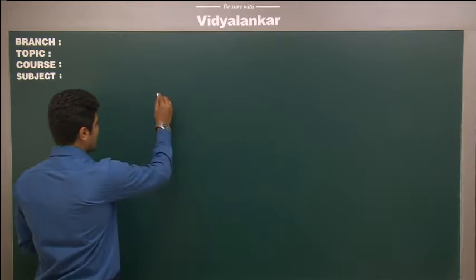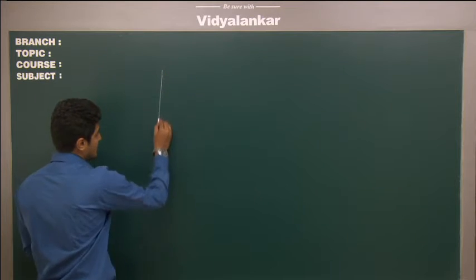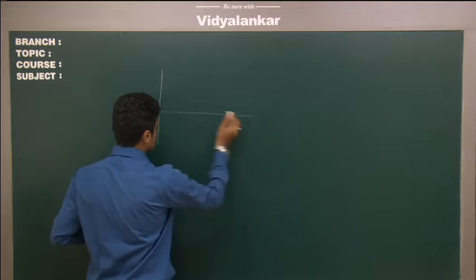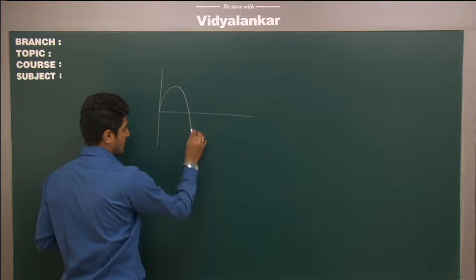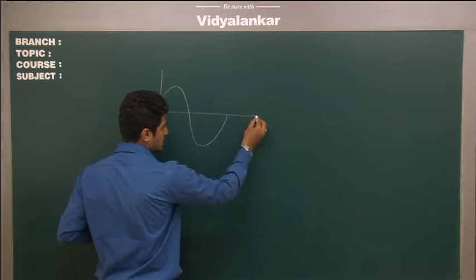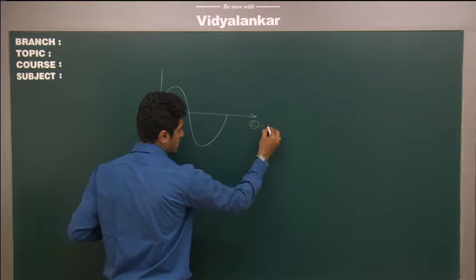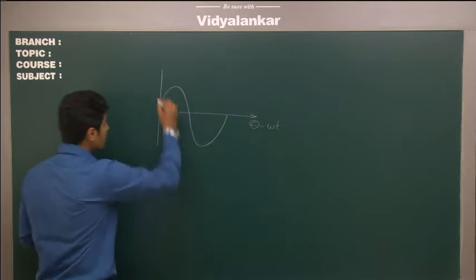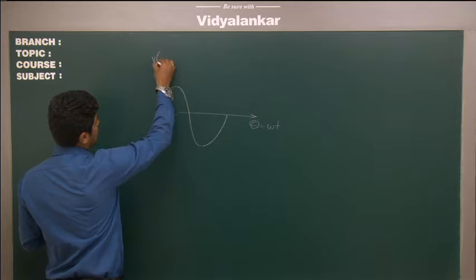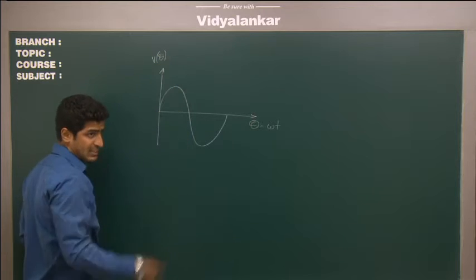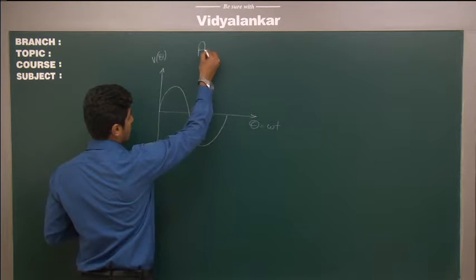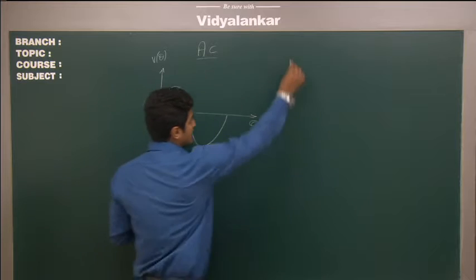Now, if you analyze carefully, an AC signal is a signal which looks like this. It's a waveform which is an alternating signal, continuously alternating with respect to time. Obviously, it varies with respect to theta, which is equal to omega t. Let's say if I'm taking an example of a voltage signal, V of theta. This is basically your AC signal, an alternating signal.